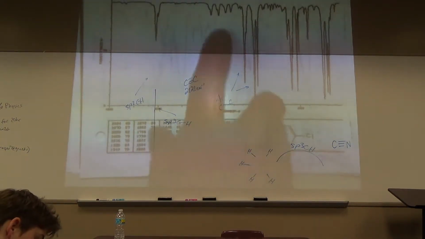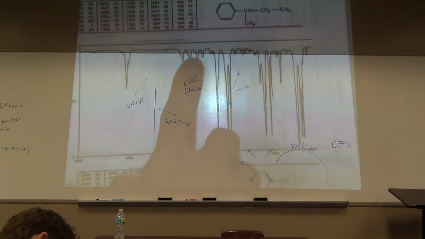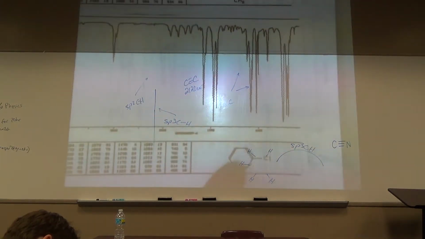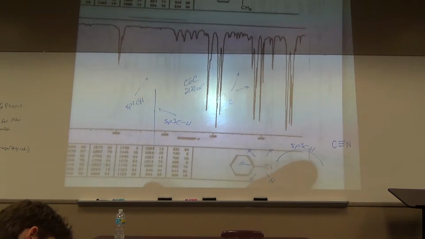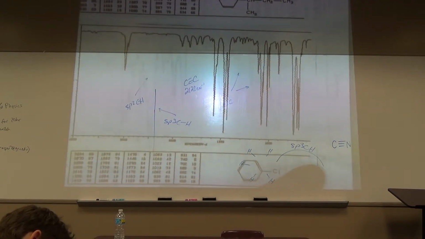So down below, first off, we see the mountain range again. You see how it's got it through here? This compound has sp2 CH.